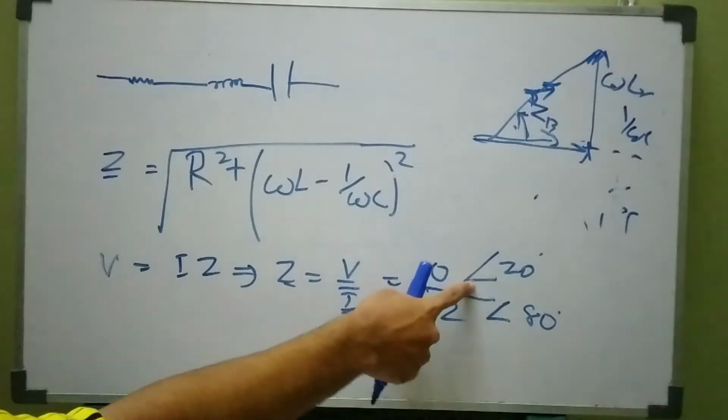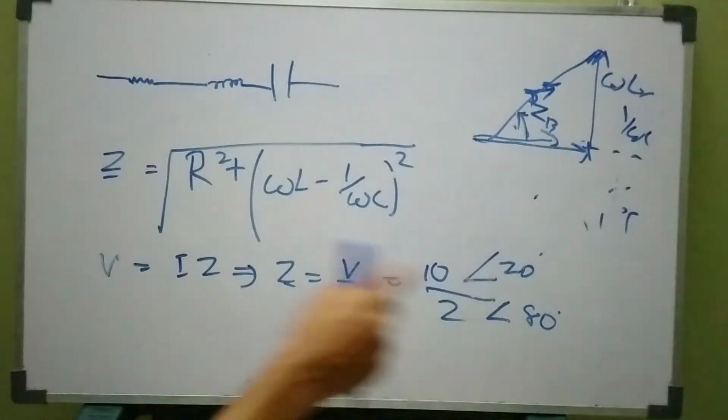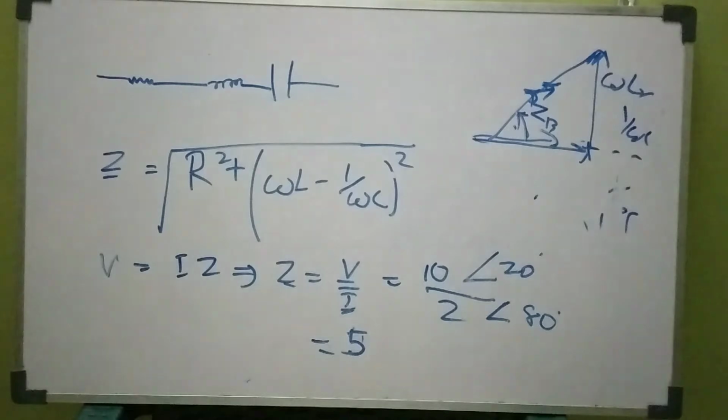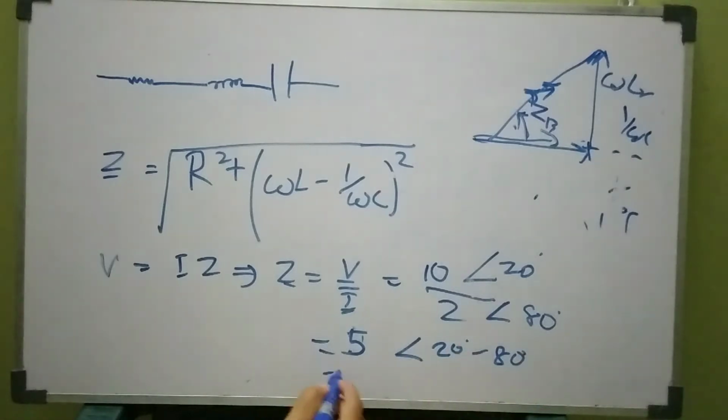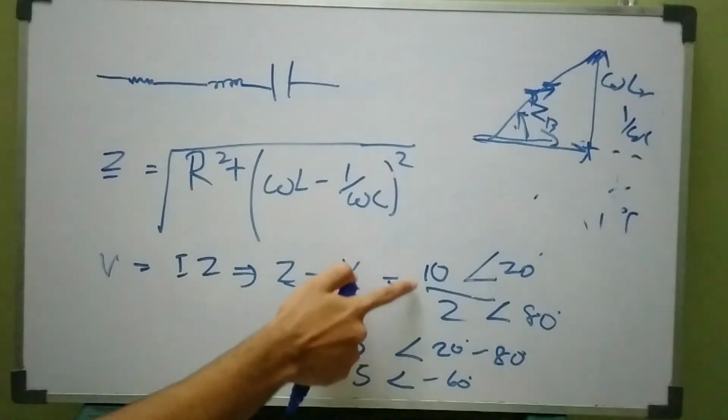By the way, when we are using these angles, we need to deduct from the first one. So we will get 20 minus 80, so we are getting minus 60. So this would be the Z value. This would be the Z's magnitude, and this would be the phase angle. So be careful when we are dividing these values.